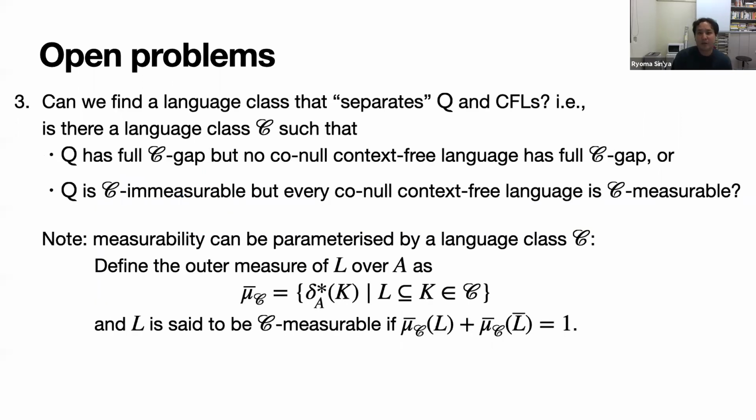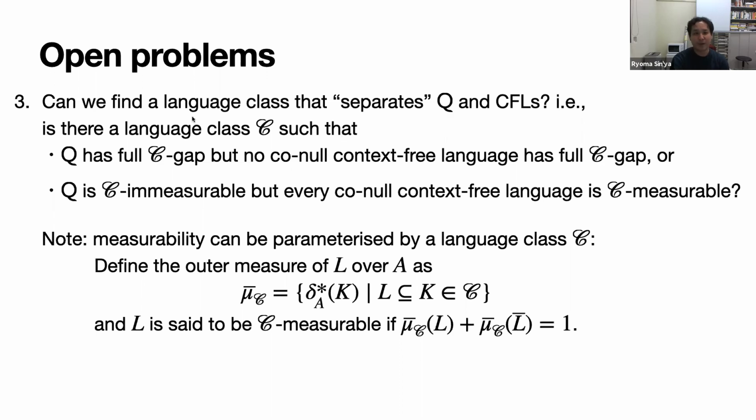And the third one is application. I'm interested in whether we can find a language class that separates the primitive words and all CFLs in this sense. Here we note that the notion of measurability can be parameterized by a language class C, not necessarily the class of regular languages. So in the same manner, we can define C outer measure and C measurability for languages.